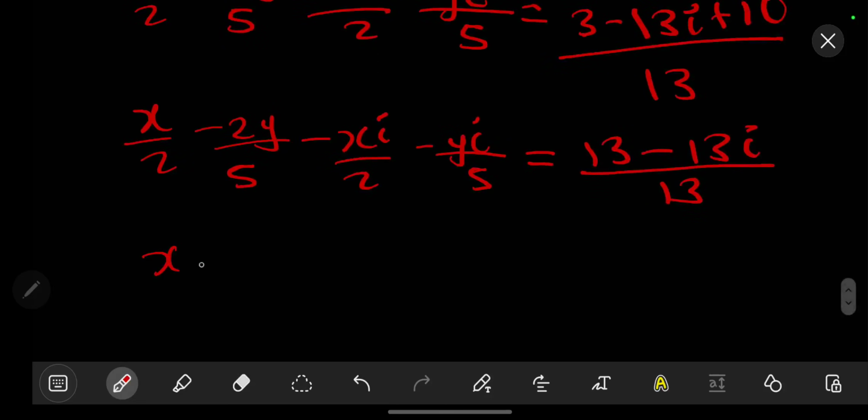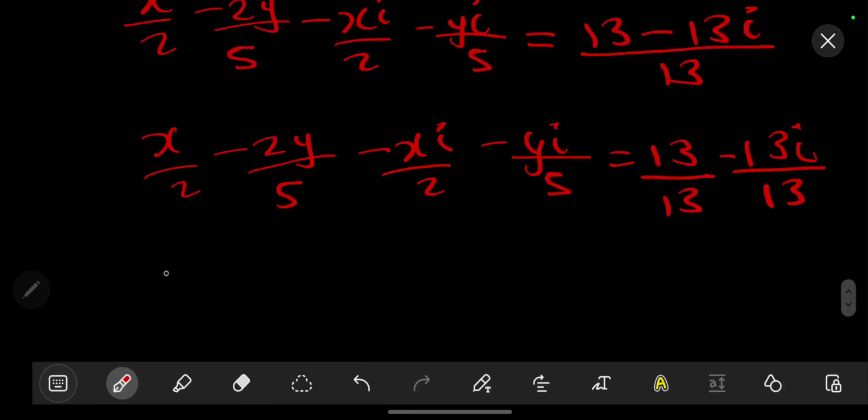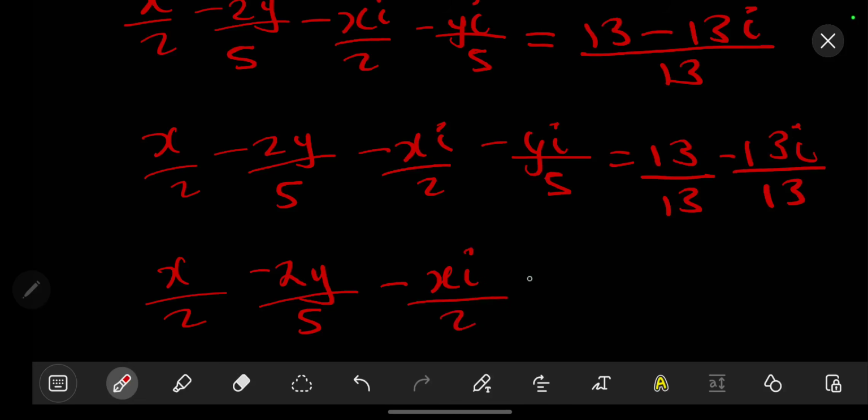So this is going to have x over 2 minus our 2y over 5 minus our xi over 2 minus our yi over 5 should be equal to, we split these. So this is the same as 13 over the denominator minus 13i over the denominator, like that. So we are going to have our x over 2 minus our 2y over 5 minus our xi over 2 minus our yi over 5 should be equal to 13 divided by 13 will give us 1.